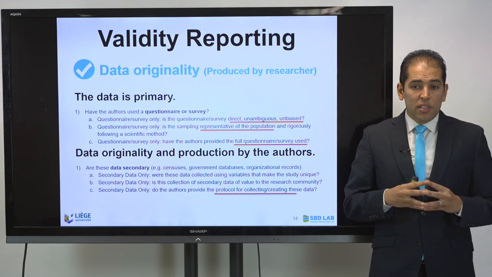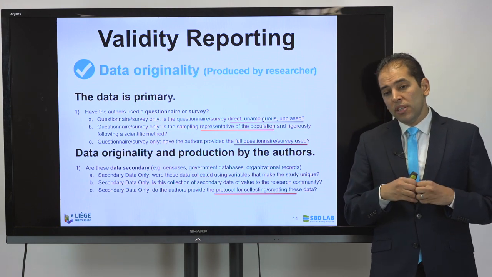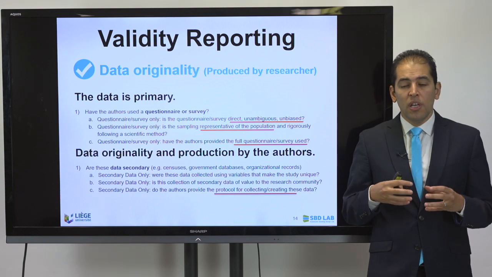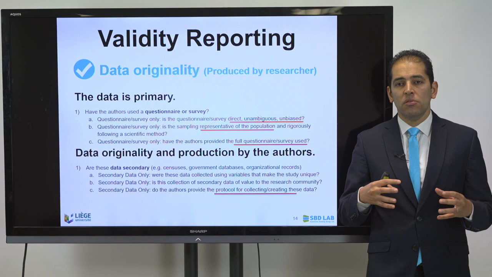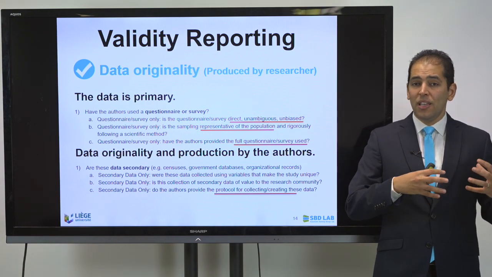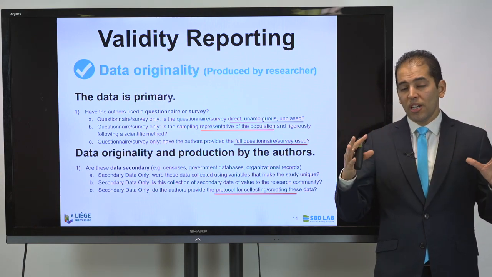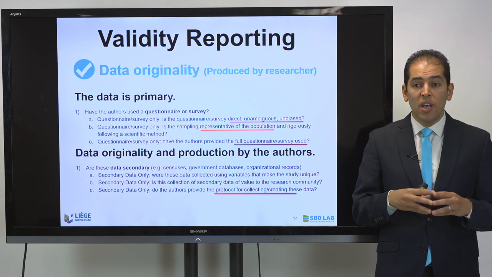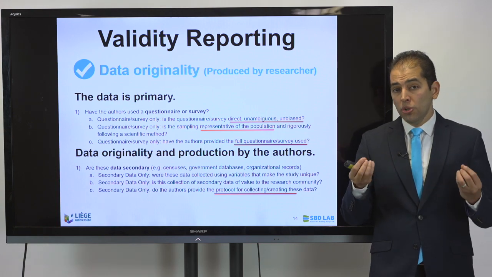Now, if we are conducting research and we are not using primary data, but we are using secondary data, then we can ask ourselves another type of questions. Assuming this data comes from a government database, an organization, a website, records, and so on. We collected it already from others' resources, and we try to create our own new data set, a secondary data set. Then we ask ourselves, were these data collected using variables that make the study unique?